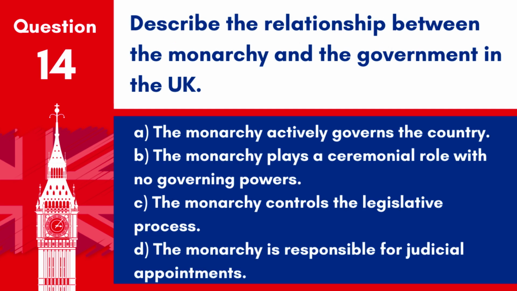Question 14. Describe the relationship between the monarchy and the government in the UK. A. The monarchy actively governs the country. B. The monarchy plays a ceremonial role with no governing powers. C. The monarchy controls the legislative process. D. The monarchy is responsible for judicial appointments.